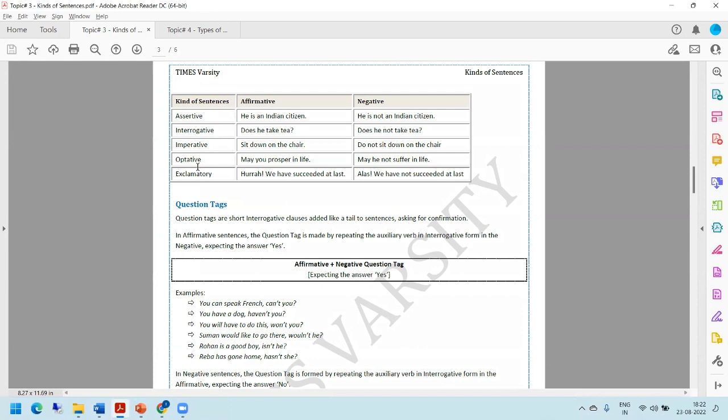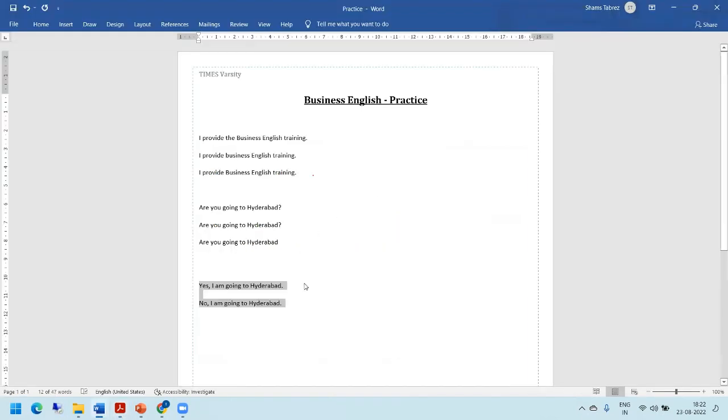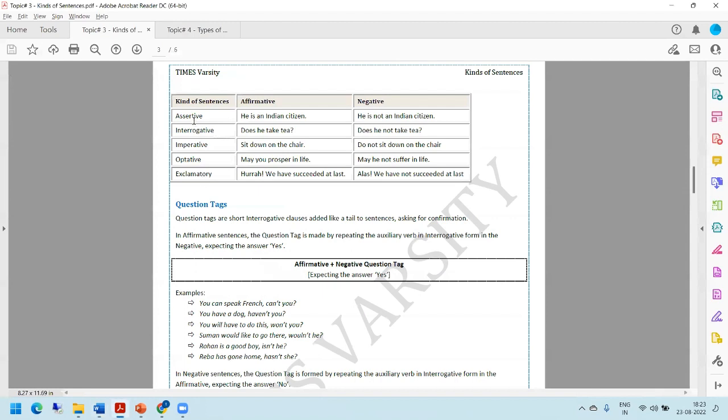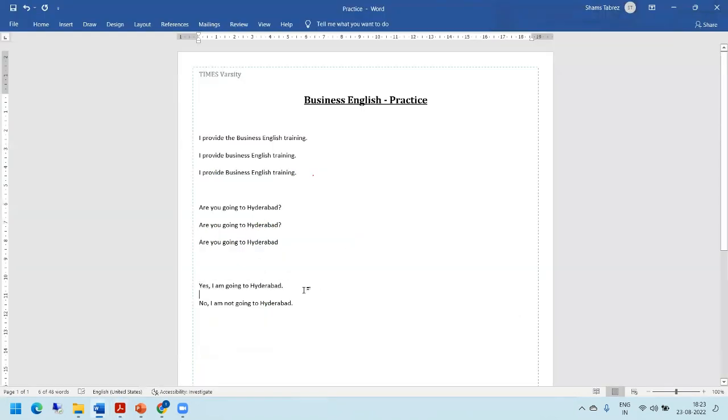The second one is a negative sentence. No, I am not going to Hyderabad. This is the correct one, right? So first of all, you need to identify whether it is assertive, interrogative, or imperative. Then within that, whether it is affirmative or negative, you need to tell me which one it is.